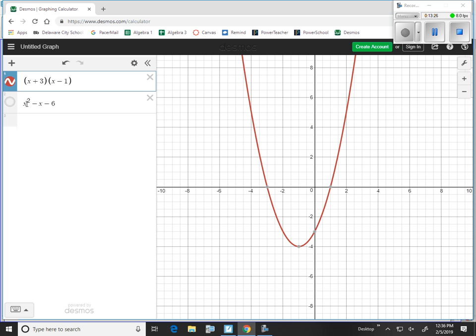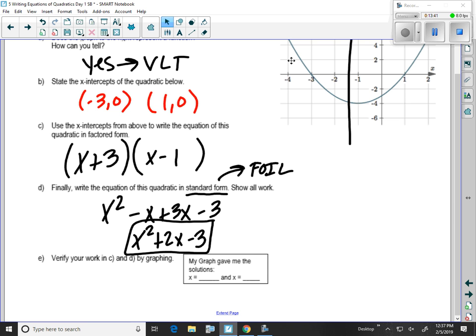Okay, if you look, they overlap. They should overlap. All right, so our solutions are what? -3 and 1.